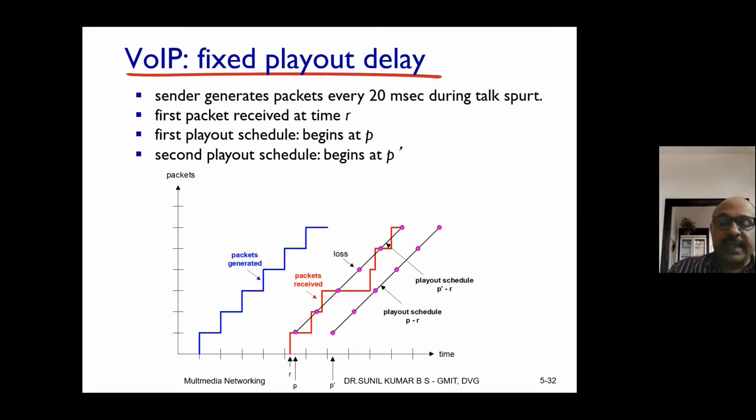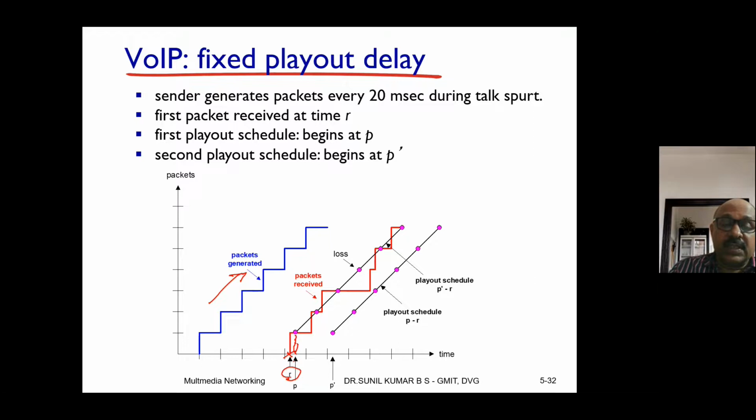This scenario is being explained in this figure. You can see that the voice over internet protocol fixed playout delay is explained here, wherein the sender generates packets every 20 milliseconds during the talk spurt. You can see this, every 20 milliseconds the sender is generating packets. The first packet is received at the receiving point at a time R. The first playout schedule begins at P. We say the play out begins at this point.